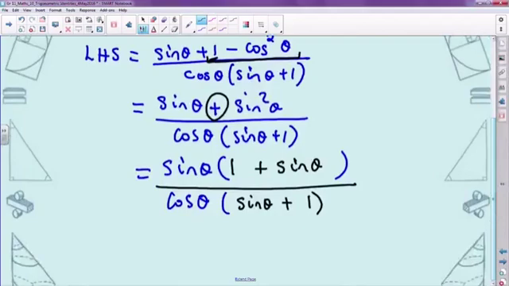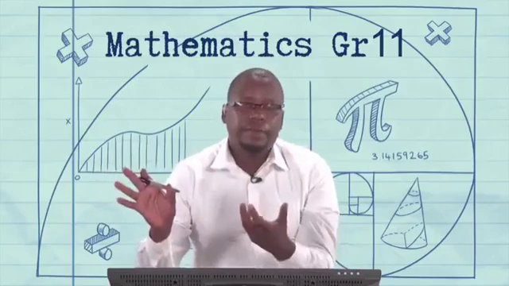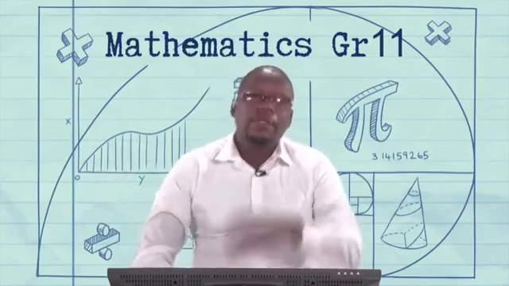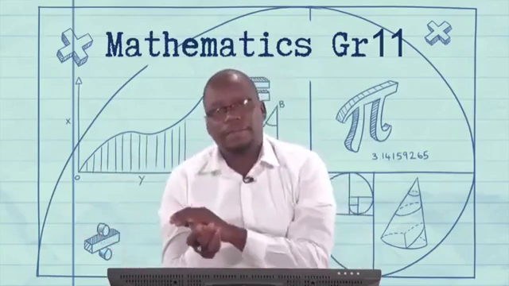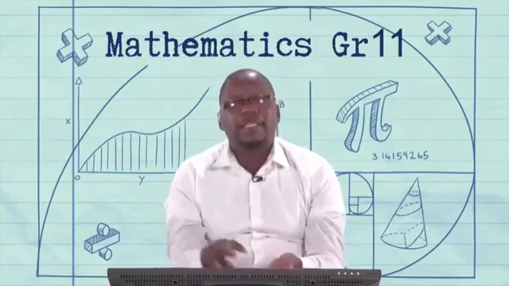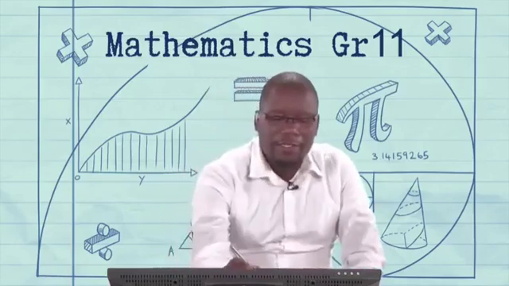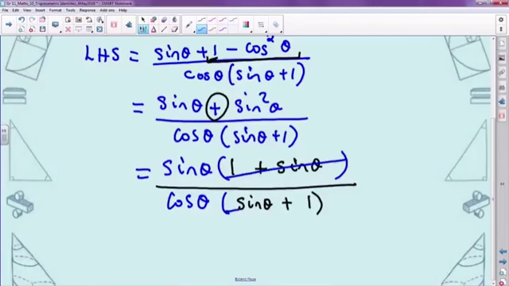Now, you stop a bit. This is 1 plus sine theta over sine theta plus 1. Now remember, 2 plus 3 is 5, and 3 plus 2 is 5. Right? So 1 plus sine theta is exactly the same as sine theta plus 1. Okay, so this divides that, and then you are left with the sine theta over cos theta. Rewind again. Sine over cos is tan, right? So that will be your tan theta.